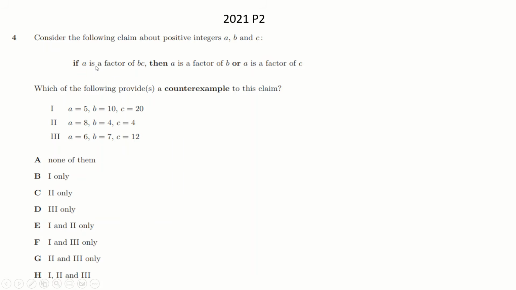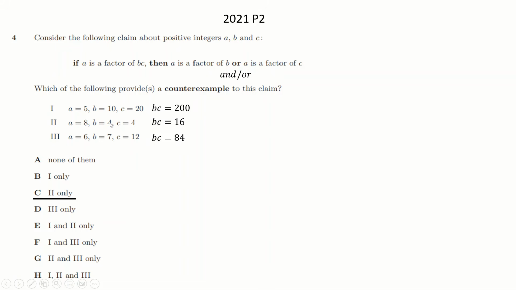Next one, if a is a factor of bc. So let's just check bc out for all of these. That's 200, 16, and 84. Is a a factor of those? Yes, every time, fine. So we can't get rid of any of them based on this, but that's okay. Then a is a factor of b, or, and again that means and/or, so it's allowed to be both, a is a factor of c. Well, a is a factor of both those things, so that's not a counterexample.